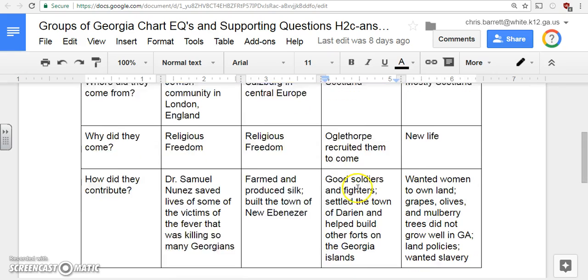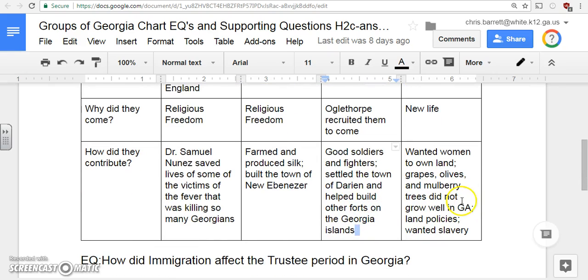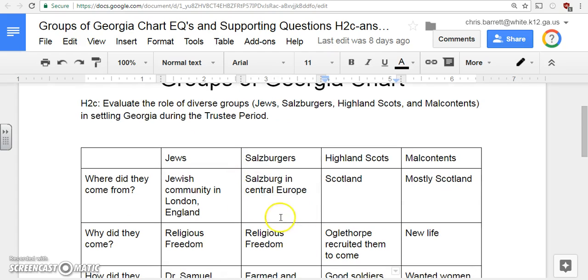The Malcontents were the people that once they got to Georgia were upset at things that were going on in Georgia. So they were upset with land ownership with women, things could not grow well, other land policies, and wanting slavery. They saw what South Carolina was doing, and they had a very growing economy, and so they saw that South Carolina had slavery, and they wanted slavery as well. And so when we look at these things, these people are important because they make up a diverse part of Georgia. That is what this means. Evaluate the role of the diverse group. So there were different people that came to Georgia.